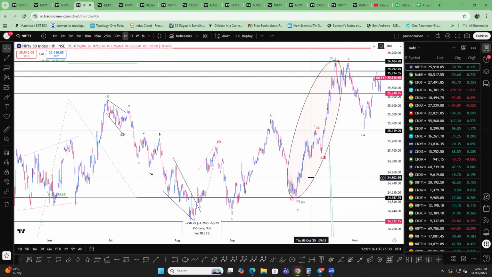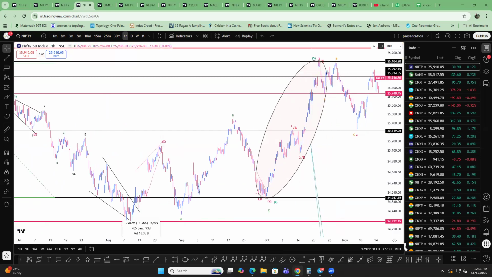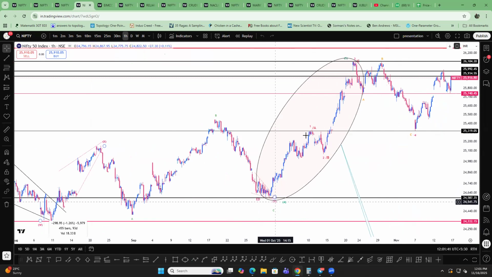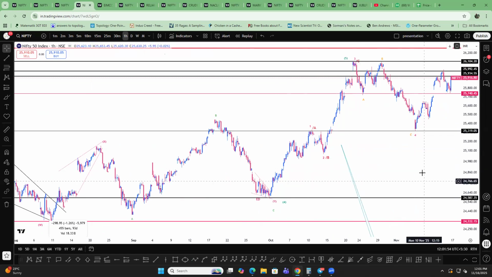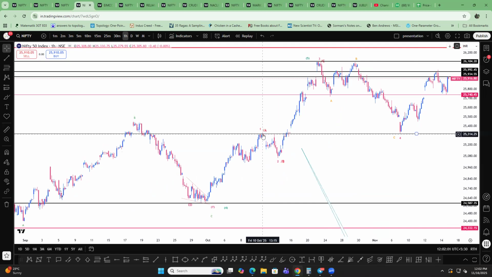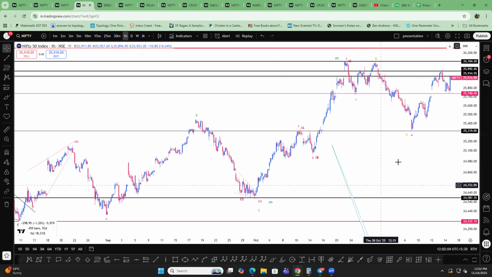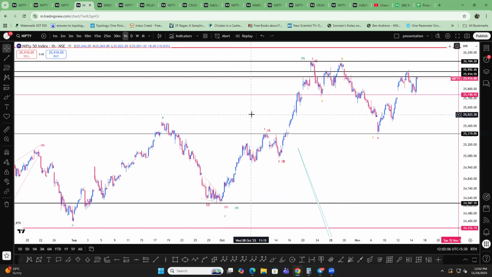This is our general structure that we discussed in our previous video. We have marked this as 1, 2, 3. Let me remove this. This is 3. So 4. As per our rule, 4 cannot trade in wave 1 territory. But wave 4 bottom has entered wave 1 territory. Right? You can see it. So that's why I am again marking it as A, B, C till now.